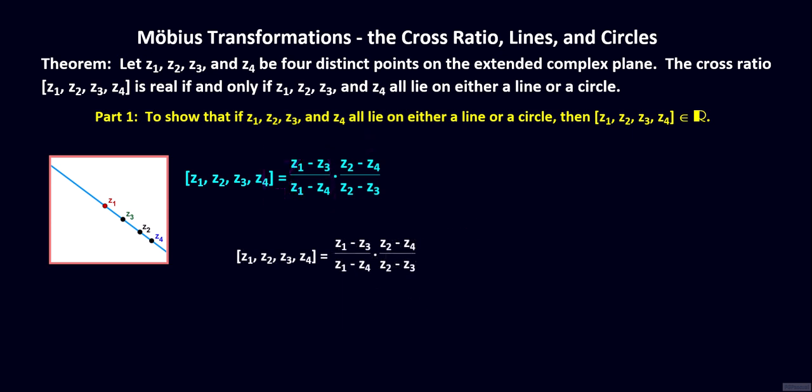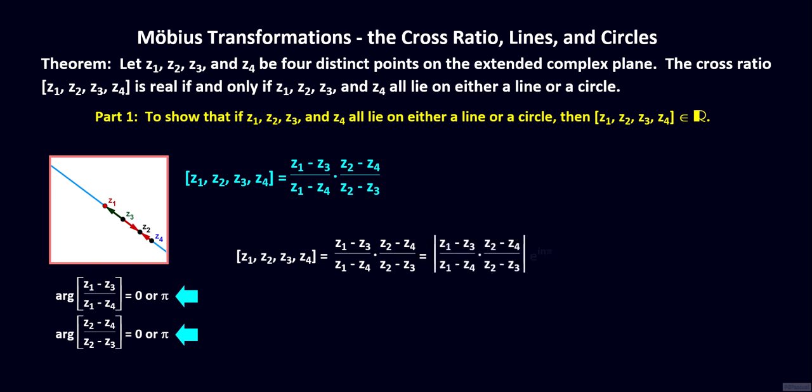If all the z sub i's are finite and collinear, we can set the argument of z sub 1 minus z sub 3 divided by z sub 1 minus z sub 4 as either 0 or pi. We can do the same for the argument of z sub 2 minus z sub 4 divided by z sub 2 minus z sub 3. Therefore, an argument of the cross ratio being the sum of these two arguments will be an integer multiple of pi, so that the cross ratio should be equal to its absolute value times e raised to the power i times n times pi, where n is some integer.